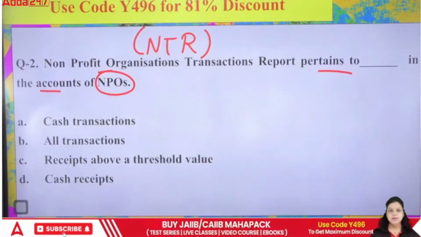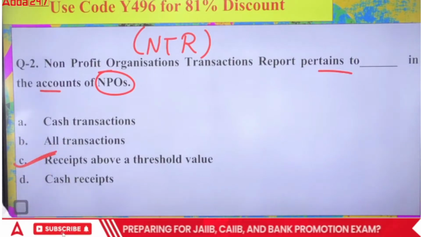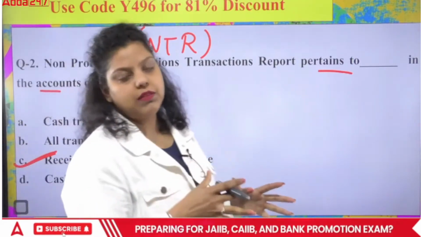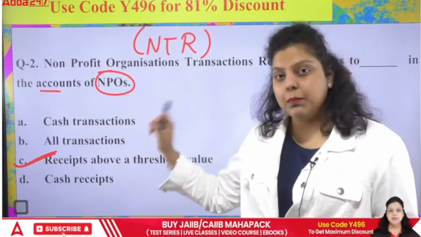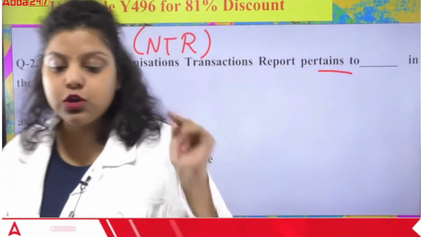Okay. So the right answer for this particular question will be receipts above a threshold value. A certain threshold value will be given for the non-profit organization's account, and above that, you have to submit the NTR report, that is the non-profit organization transaction report.